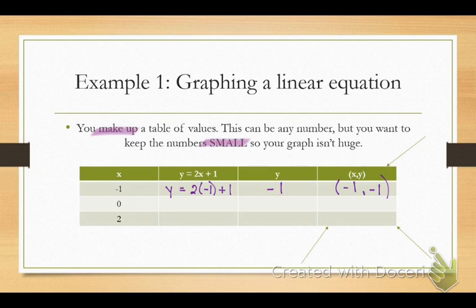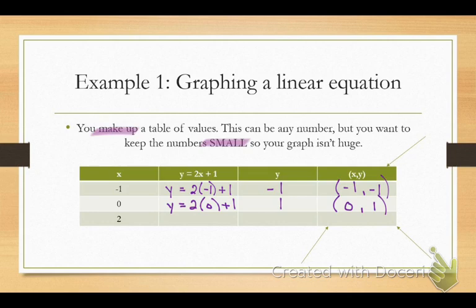Okay, so let's do it again. Let's plug in 0 for x. 0 is a real nice one to have in our tables, right? What's 2 times 0? 0. What's 0 plus 1? 1. So what's my ordered pair now? 0, 1. 0 got plugged in. 1 came out for my y. All right, go ahead and do your last substitution. I will not require you to show your substitution on your homework. Okay? I can do the next one.